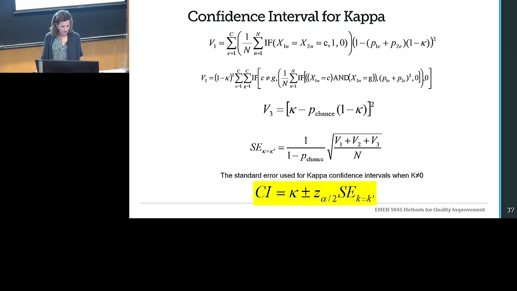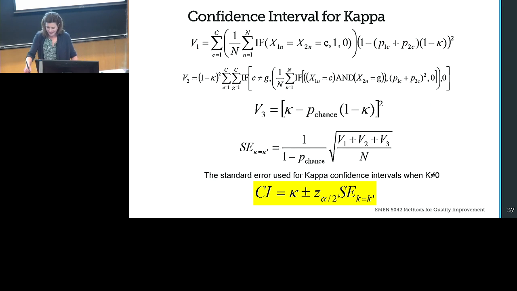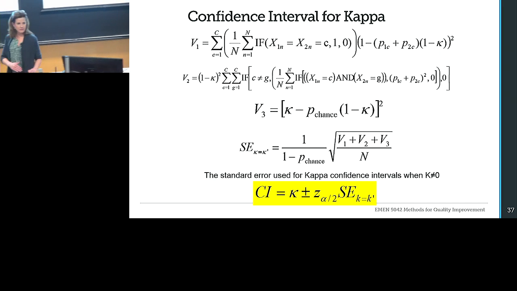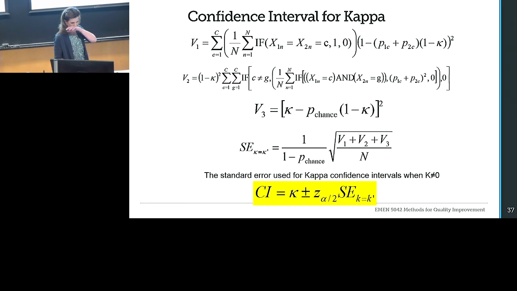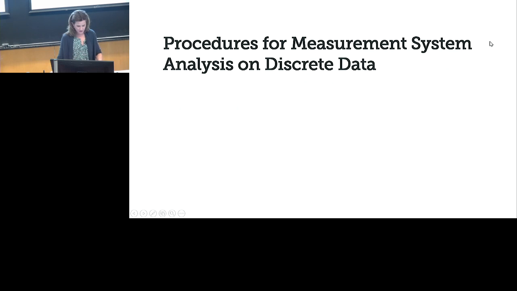Horrible chocolate cake. Okay, so if we say that the agreement is above chance agreement, then of course we can calculate a confidence interval. This is the calculation. You could do this by hand, or you could just let the software do it, which would be nice. This is the standard error used for Kappa when Kappa is not equal to 0. It's a kind of hairy calculation.